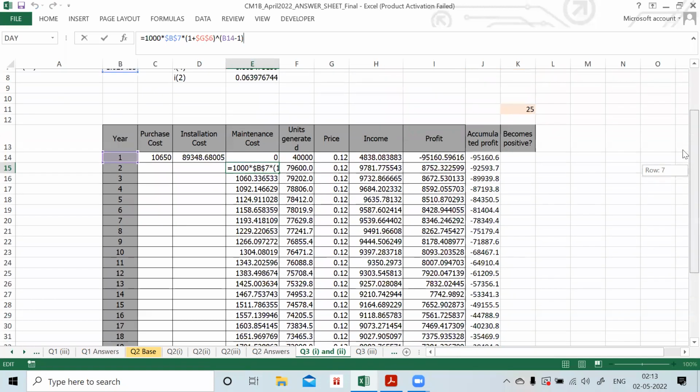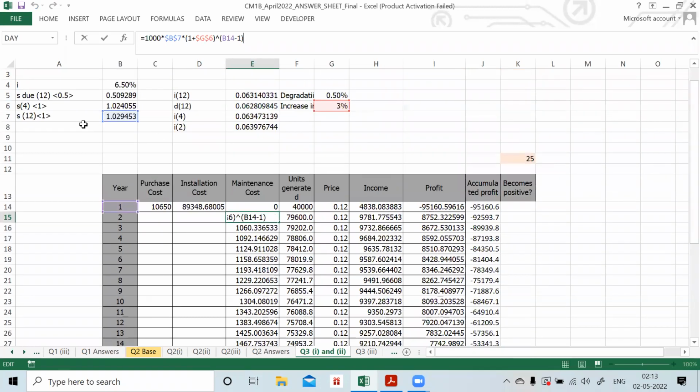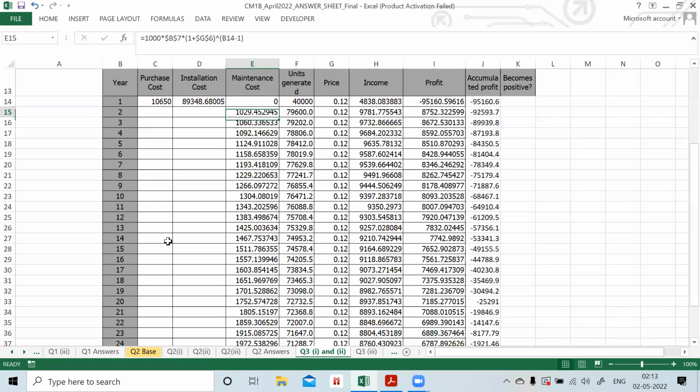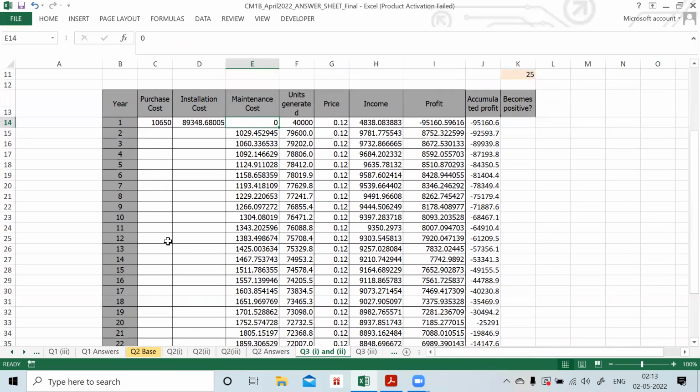into B7. B7 is nothing but S12 1, because payments are incurred monthly, into 1 plus 3% to the power time minus 1. So in the first year there will be no increase; from the next year onwards there will be increases. And this is happening in arrears. So from time 0 to time 1, there are no maintenance costs. From time 1 to time 2, there are maintenance costs happening monthly in arrears, so we have put it over here at the end of year 2.